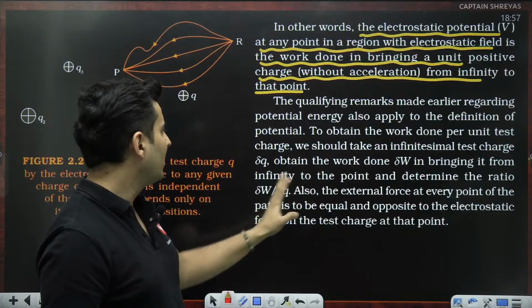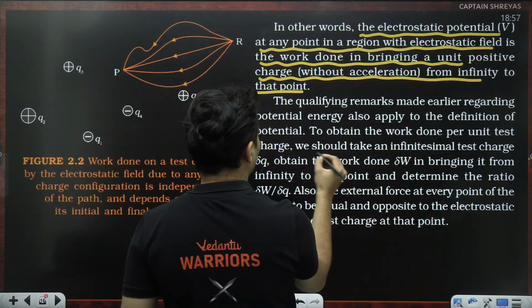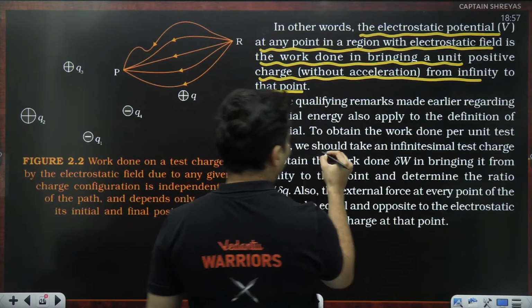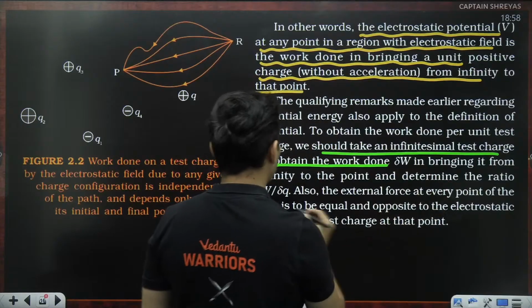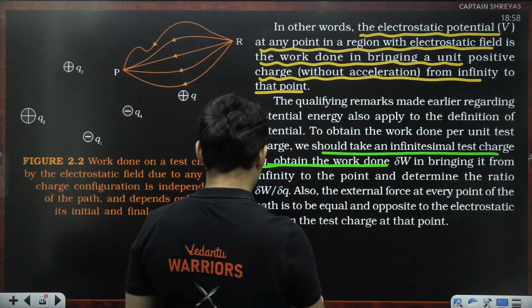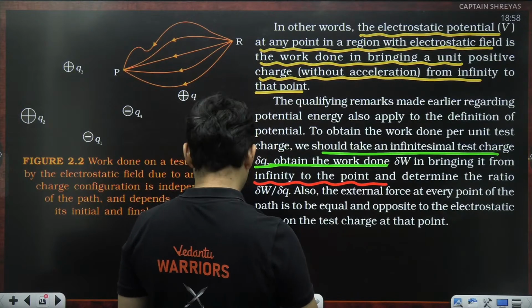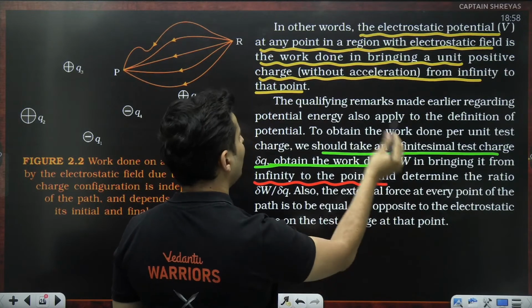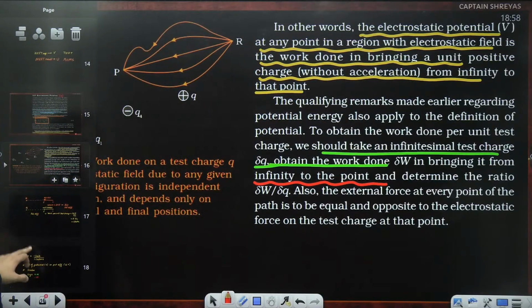So we should take an infinitely small charge like this one. You should also take an infinitely small test charge to obtain the work done. Also, basically we take it from infinity to that particular point. Also, the external force is equal and opposite, and so on. All these things are still valid.